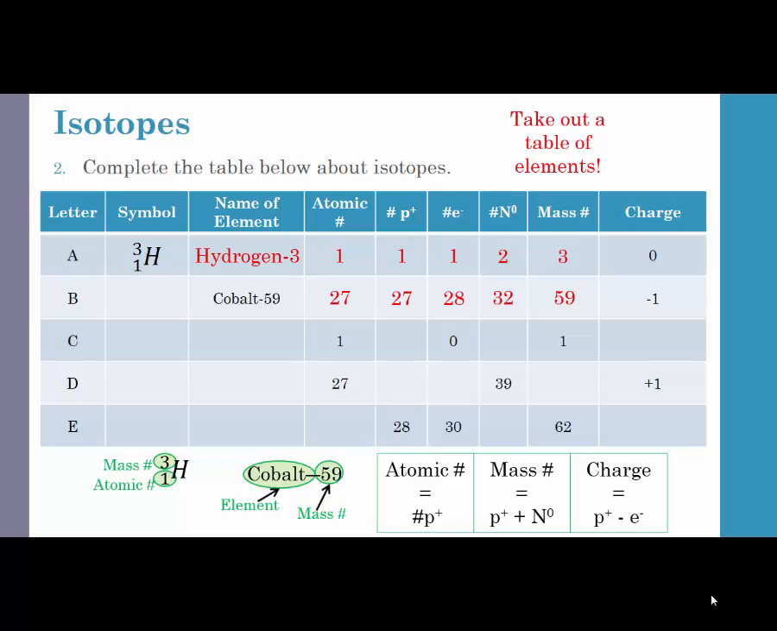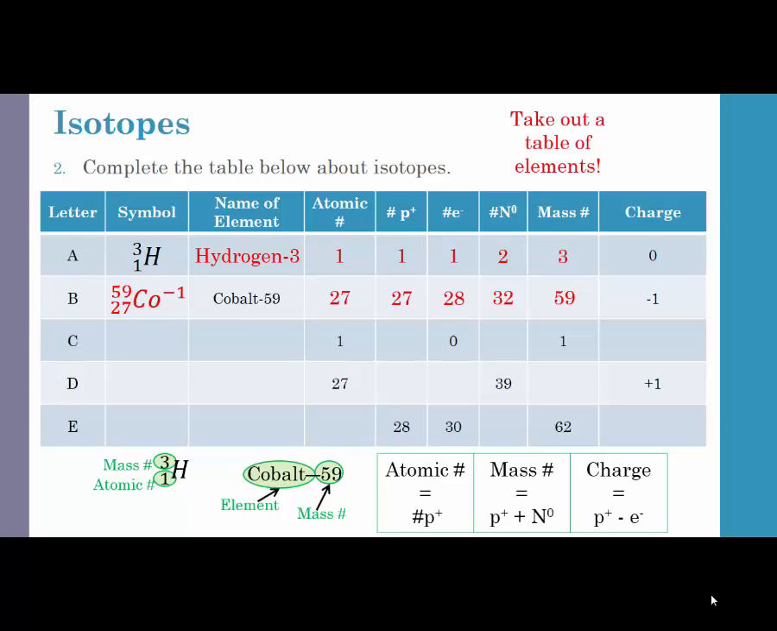Now I know everything that I need to know about the element, so I can go ahead and write the symbol. The mass number 59 goes on top, atomic number 27 on bottom, and since this one has a charge, we're going to write that as a superscript of -1.